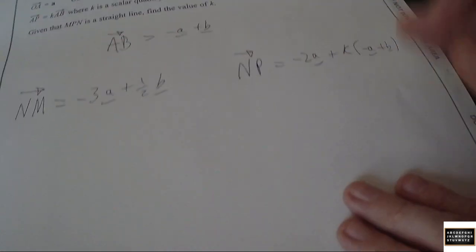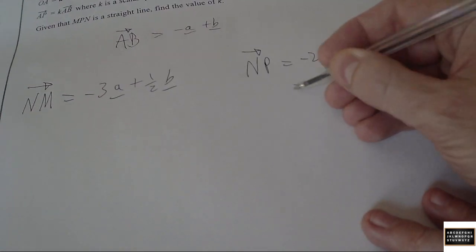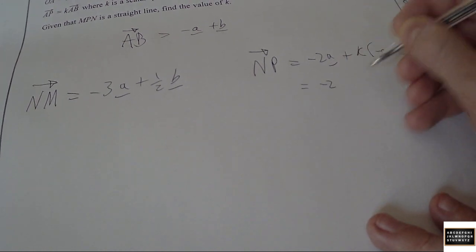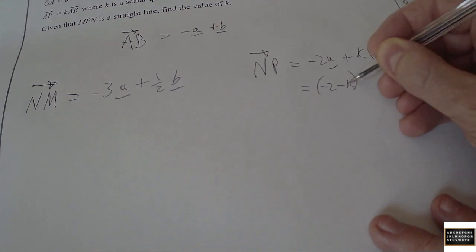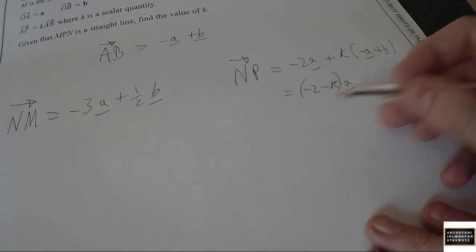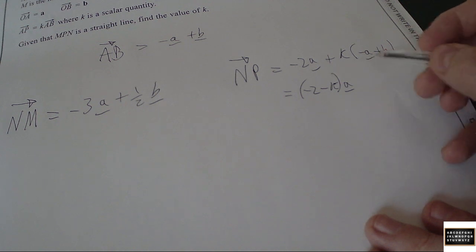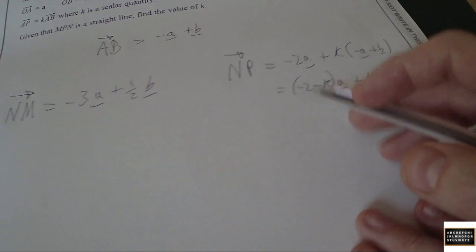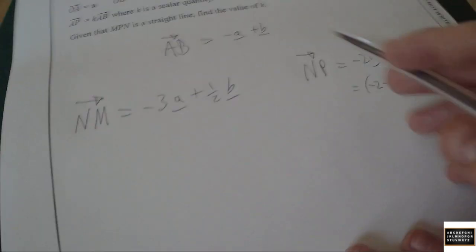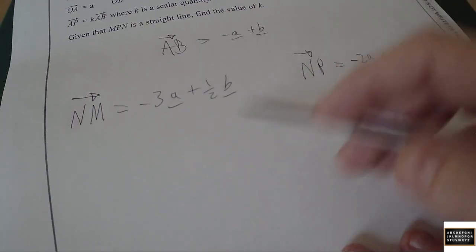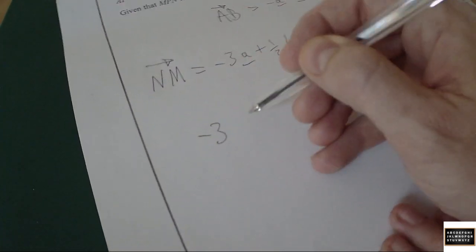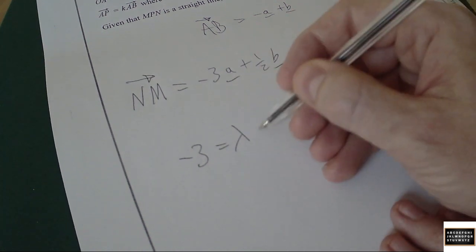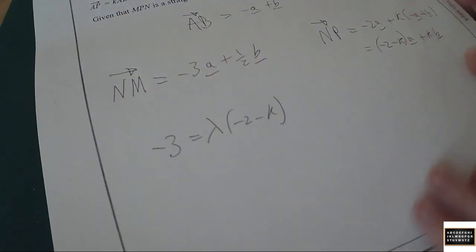Now, let's have a look and see what's going on with my a part. My a part here, if you look at it carefully, is going to be minus 2 minus k. So if I write it out in terms of its components, I've got minus 2 minus k, and then I've got k lots of b. Now I know that this is some multiple of this, because they have to be. Since both are straight lines going through it, minus 3 is some multiple, let's call it lambda, of minus 2 minus k. I know it's some multiple of that.